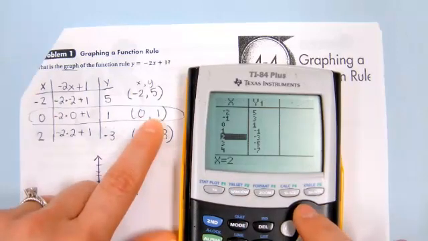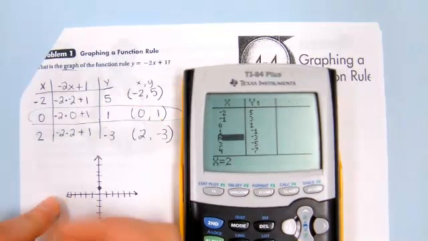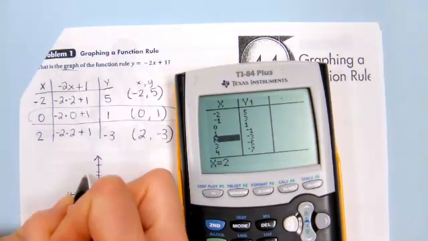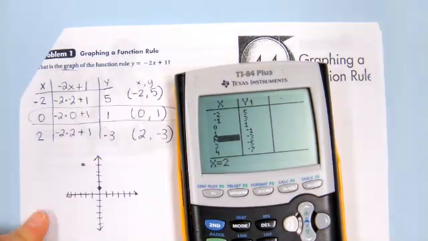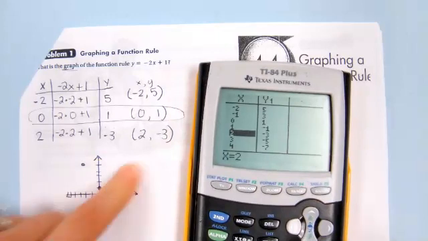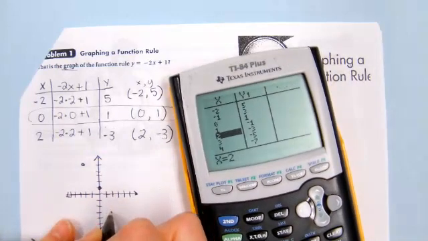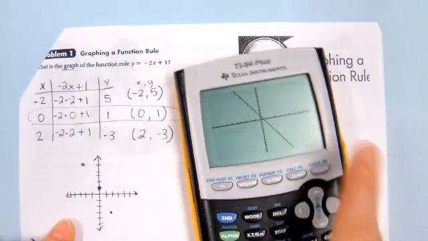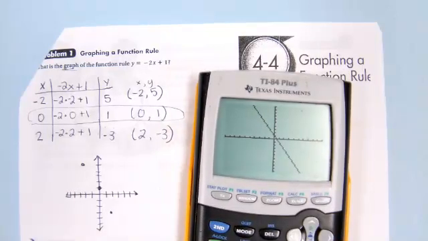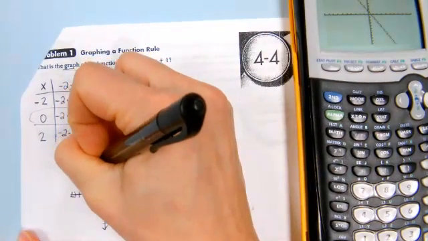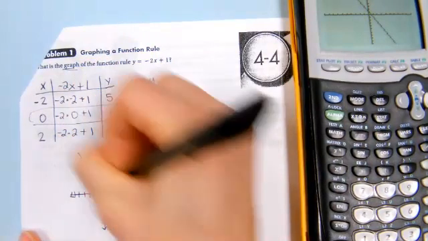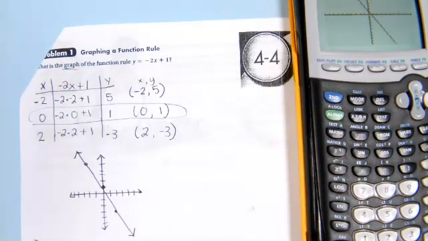So (0, 1), and we got those points, (-2, 5). So left 2, up 5 would be a point there. And then +2, down 3. And using your graphing calculator, is that a linear or nonlinear graph? Linear. And so then you just draw your line through it. That's how you graph it.